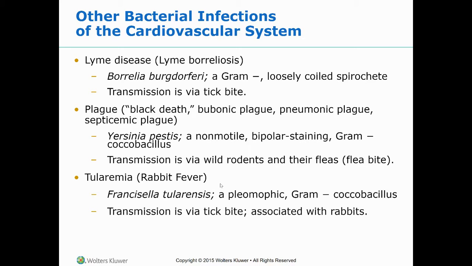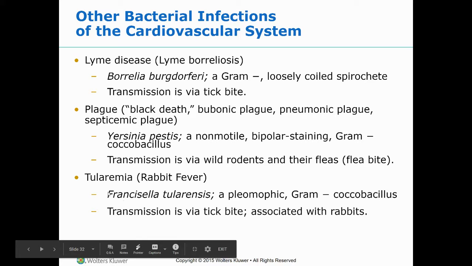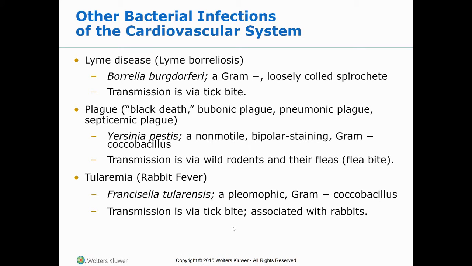Lyme disease can also affect your cardiovascular system. This, again, only occurs through a tick bite. Again, it's gram-negative. It's a spiral one. Now, if we're talking about rabbit fever down here, this is the reason why it's called what it's called: it's transmitted via tick bite, but mostly those ticks have to be attached to, or at some point were associated with, a rabbit.